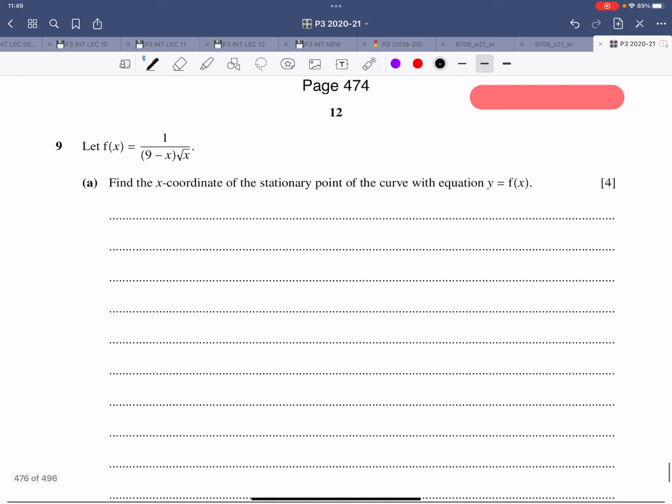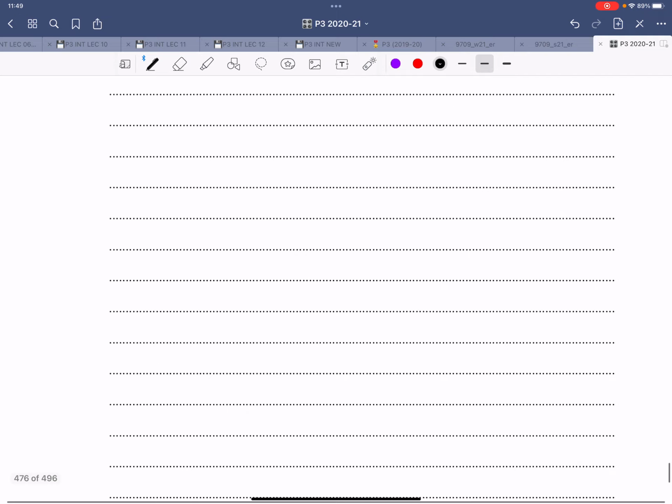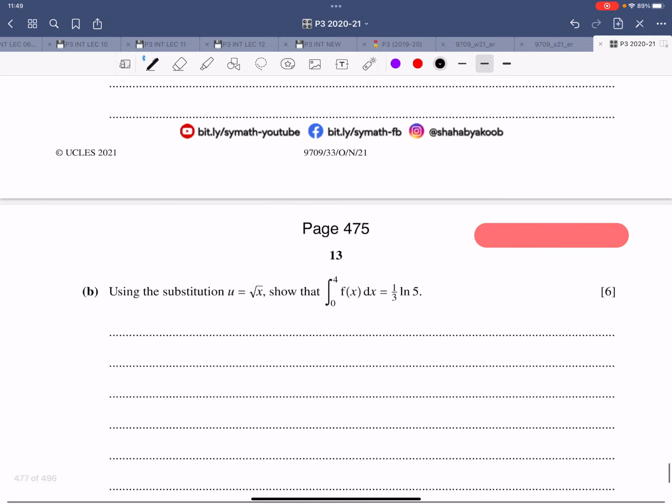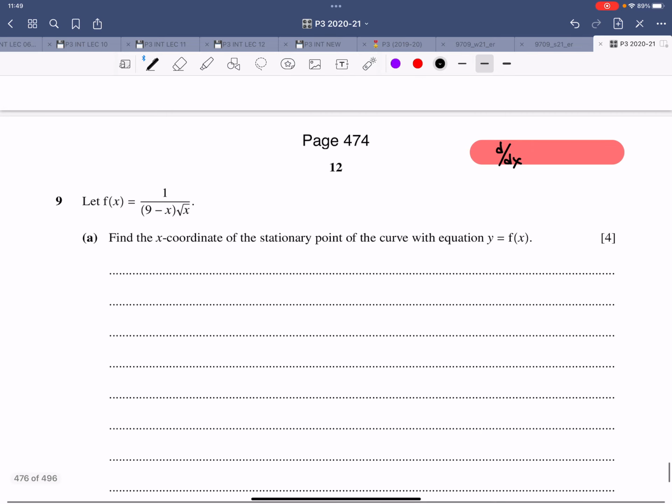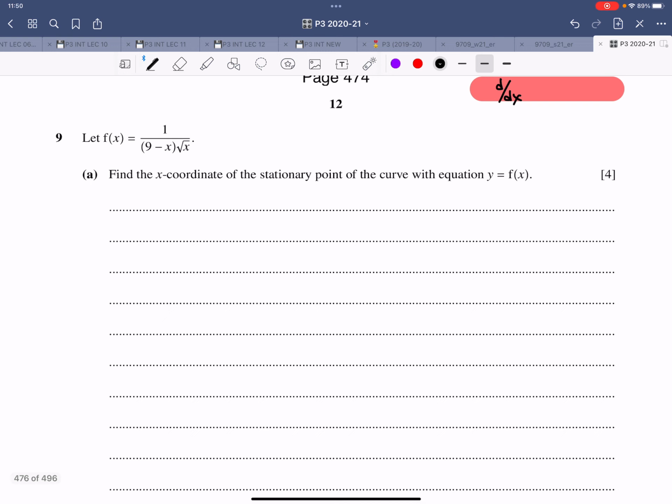Next question. What is this question all about? f(x) is this. Find the x coordinate of the stationary point, that is differentiation. And the next part, that is integration. So it's a combo of both. So find the x coordinate of the point such and such. So I can work this thing out using either quotient rule or product rule, depending upon how you want to proceed with it.